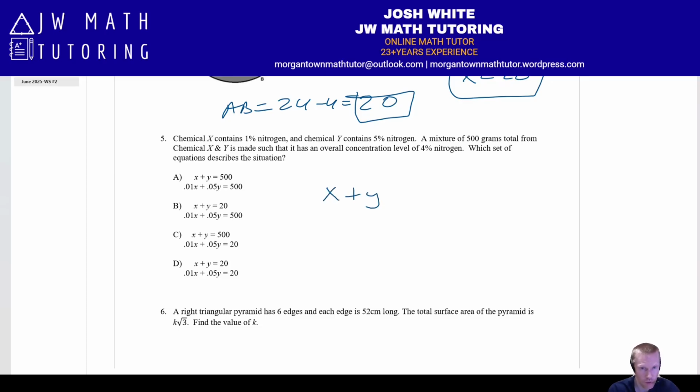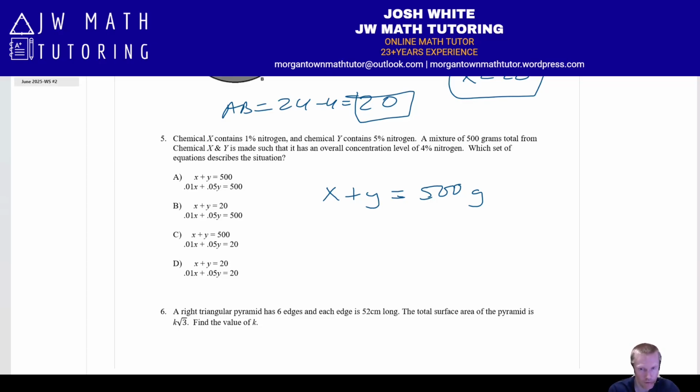So your two equations, the first one should be obvious. It's just total amount of x plus total amount of y is just going to equal 500 grams. And I guess actually in the question, I'll fix this in the worksheet. In the question, it should specify what x and y stand for. x represents the amount of chemical x, y represents the amount of chemical y.